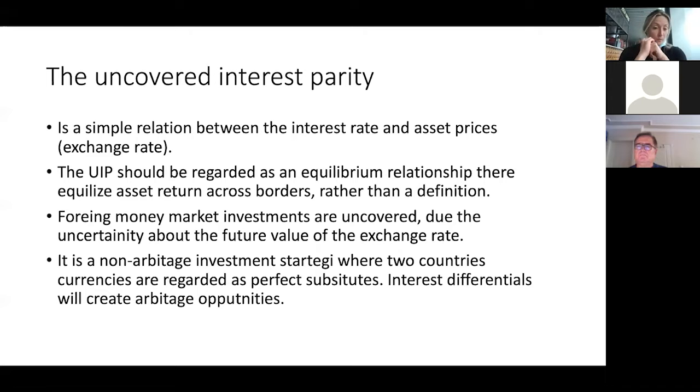I wrote foreign yen wrong. But by uncovered, we mean that the risk is uncovered. Like there is also the covered interest parity, where it's possible to cover the risk through forward contracts, but in the uncovered interest parity, this is left out. It depends on the expected exchange rate and not the forward exchange rate.